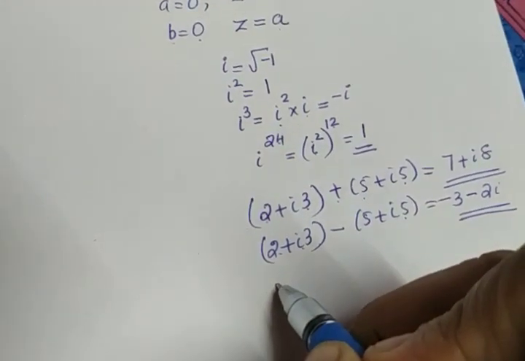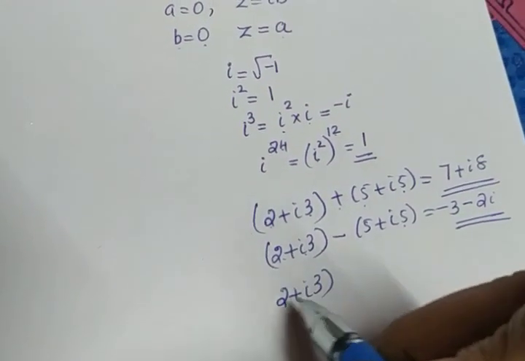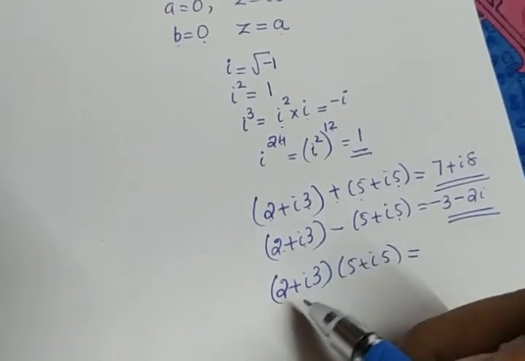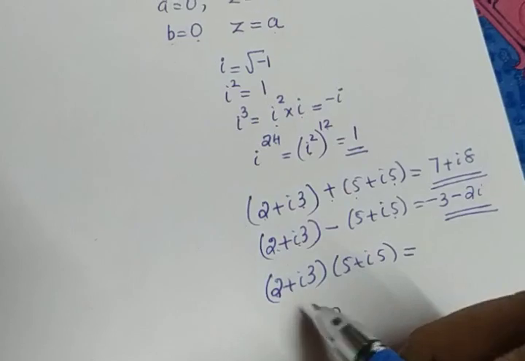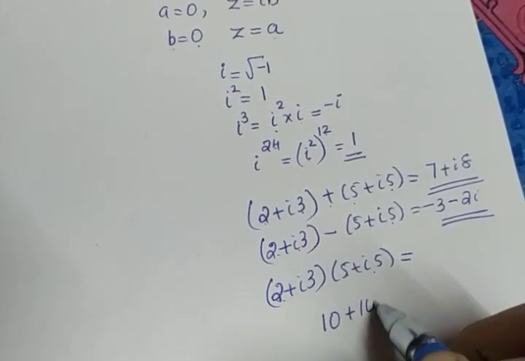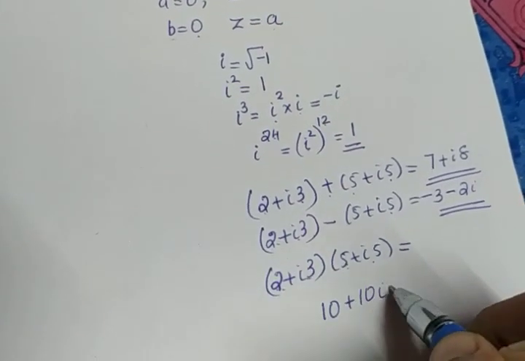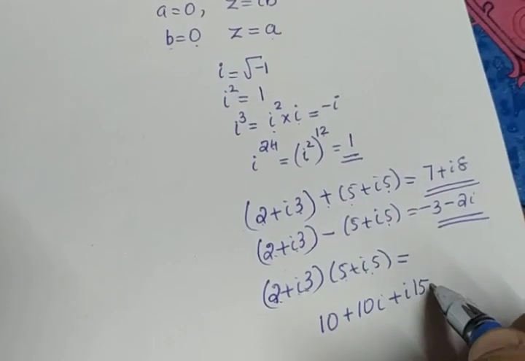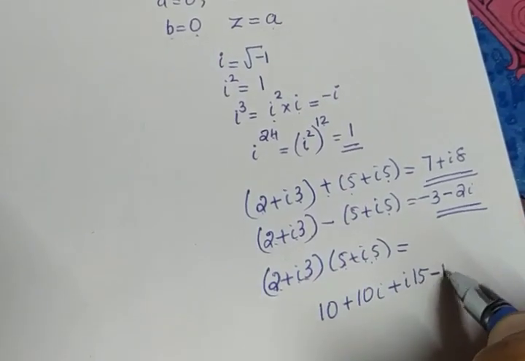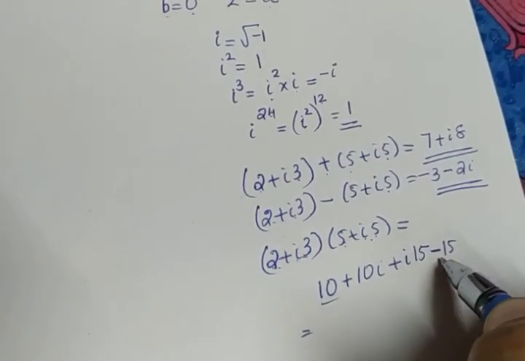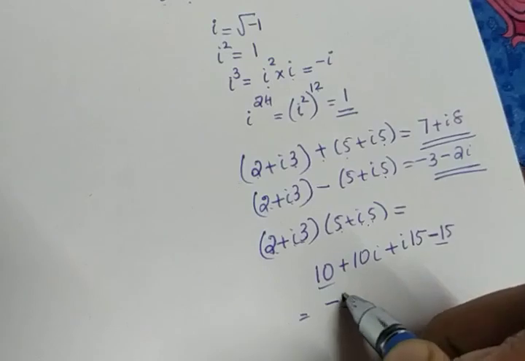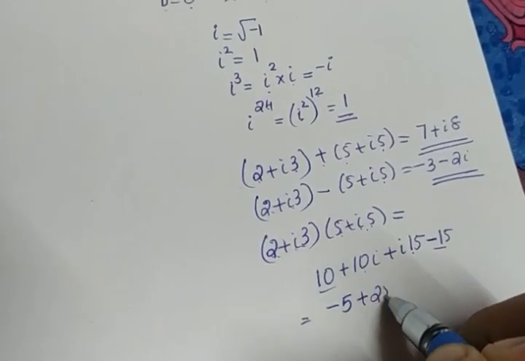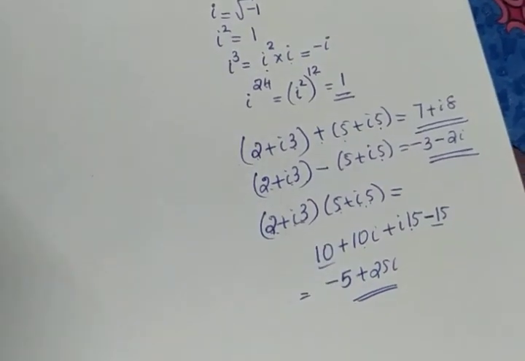Similarly, we can multiply two complex numbers. If I want to multiply 2 plus i3 into 5 plus i5, what should I do? As usual, we should open the bracket. 5 into 2 gives you 10. 2 into i5 gives you 10i. i3 into 5 gives you i15 or 15i, and i into i is i square, which gives you negative 1, and 5 into 3 gives you 15. 10 and minus 15 are the real parts. Simplifying, we will get minus 5, and 10i plus 15i gives you 25i. This is how we are multiplying two complex numbers.